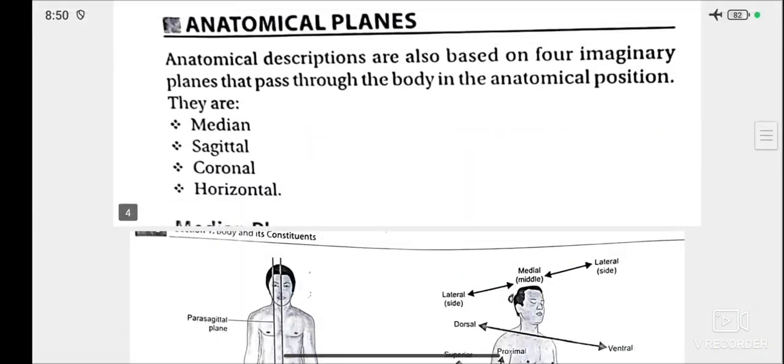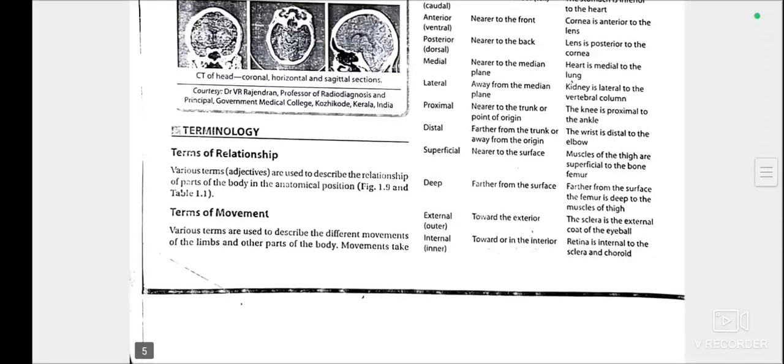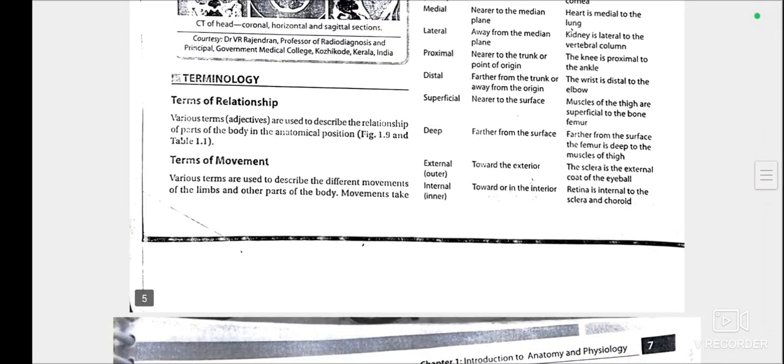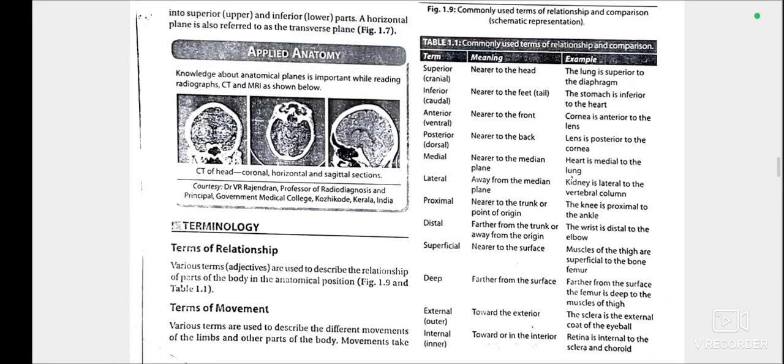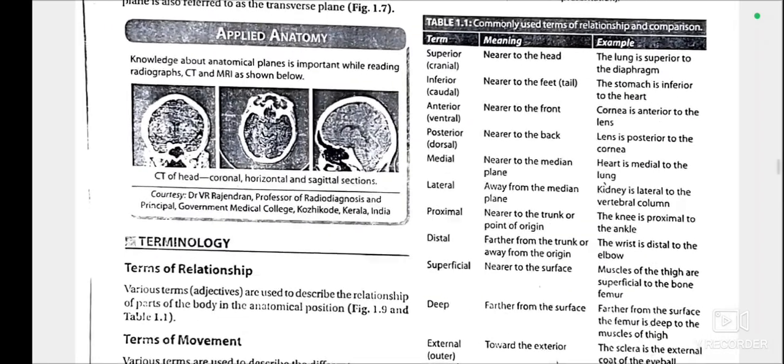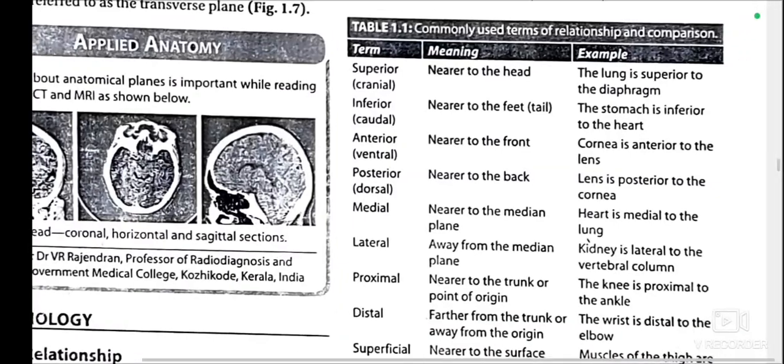The next topic is terminology. What about terminology? Terminology means terms of relationship. Here two terms we can see: terms of relationships and terms of movements. Terms of relationships: various types of terms are used to describe the relationships of parts of a body in anatomical position. Terms of relationship means the relationship between the body parts in anatomical positions. You can see this table will explain all things. It is the basic thing to learn in nursing.